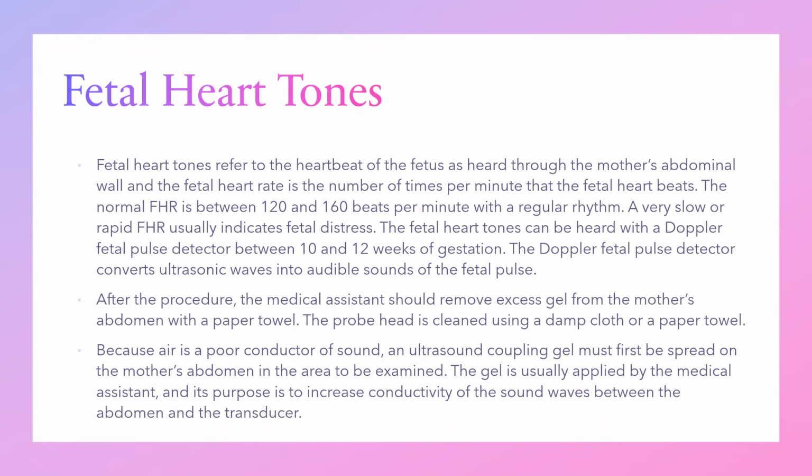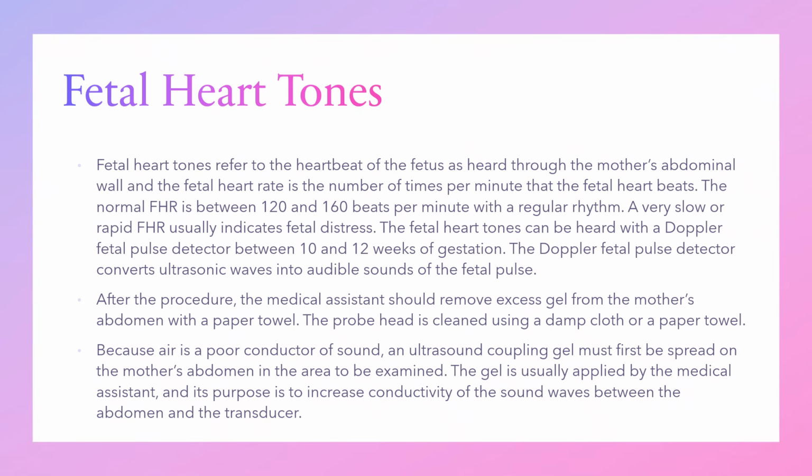Fetal heart tones refer to the heartbeat of the fetus as heard through the mother's abdominal wall, and the fetal heart rate is the number of times per minute the fetal heart beats. The normal fetal heart rate is between 120 to 160 beats per minute with a regular rhythm. A very slow or rapid FHR usually indicates fetal distress. These tones can be heard with a Doppler fetal pulse detector between 10 and 12 weeks of gestation, and this detector converts ultrasonic waves into audible sounds of the fetal pulse.